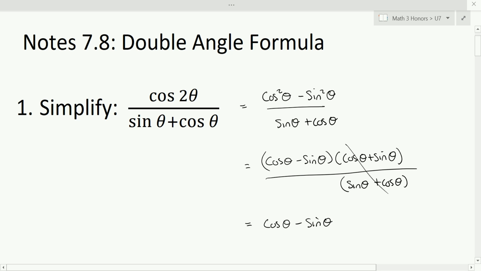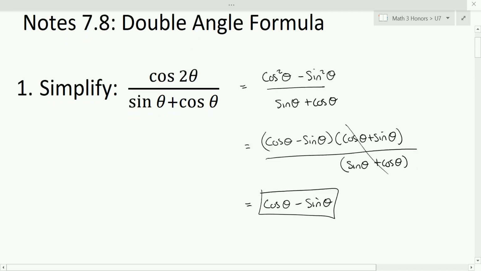Can we go any further, or is that as far as we can go? As much as we can do. I know that because it's in terms of sine and cosine, and there's no squareds, nothing else we can do to that. So again, the key thing is how we start. We had to get the same angle by using that double angle formula. We're going to try another one.